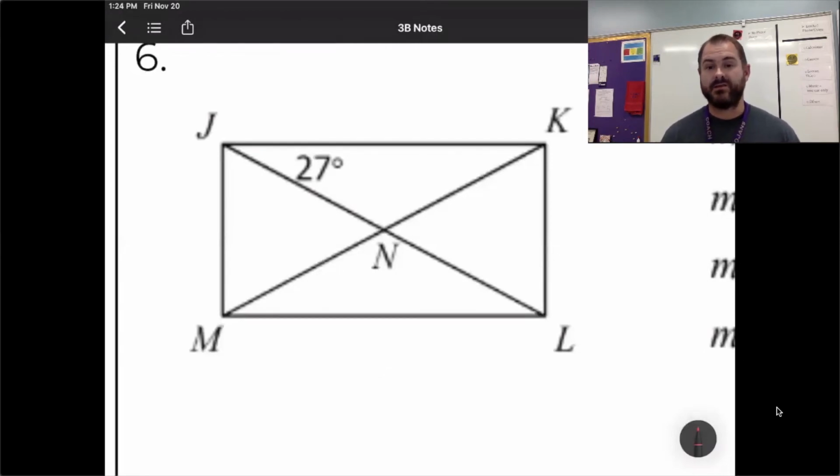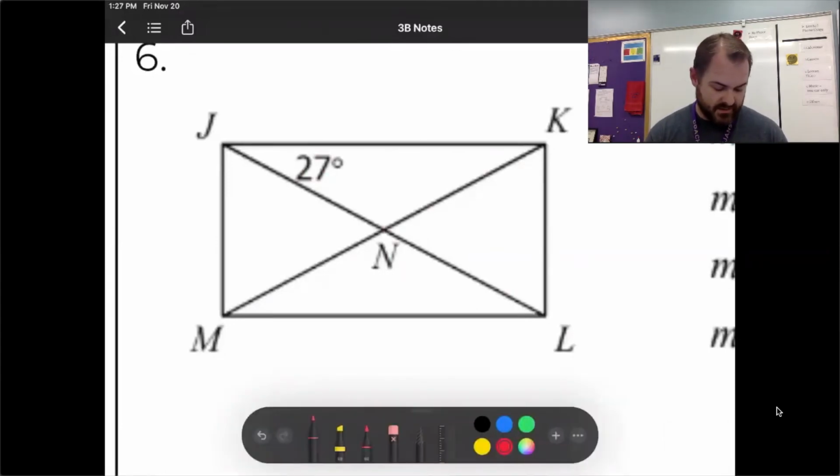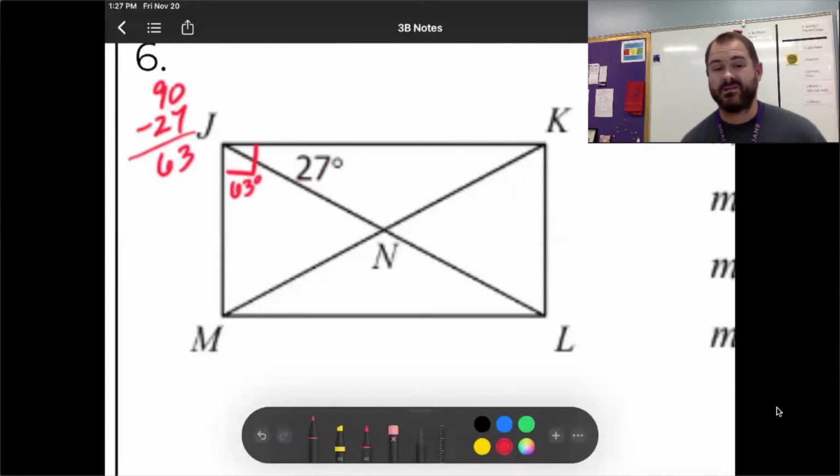We know that the total angles at the corners, J, K, L, and M, those are the 4 right angles of a rectangle. Right angles are 90 degrees. So I'm going to start just at one place here by using this right angle, which is 90 degrees total. I'm going to subtract that 27 from that and get a 63 degree angle. And so that angle 63, that's actually going to help me out with 3 other angles. There's going to be 3 other angles that are 63, and here's why.